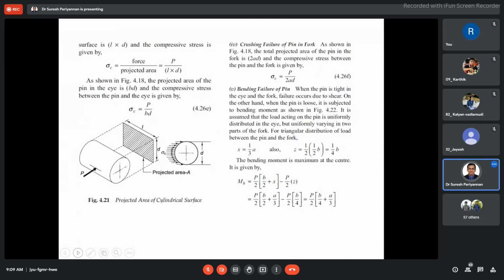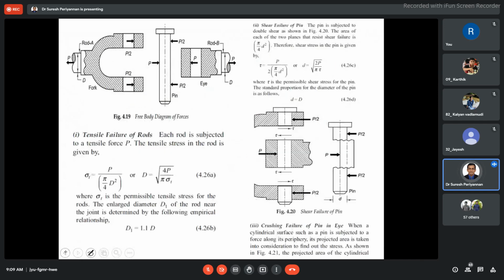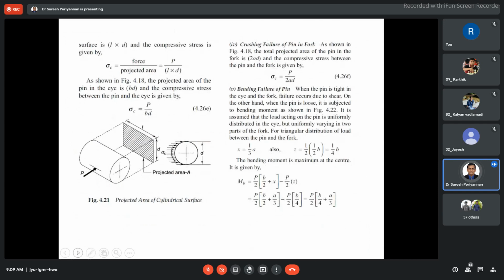Then what is this? This is the crushing failure. When the load is acting, crushing failure occurs due to this force. Compressive load in this region. Hence, we find the crushing stress with respect to the compressive force acting in this region. That compressive load is nothing but P by LD.